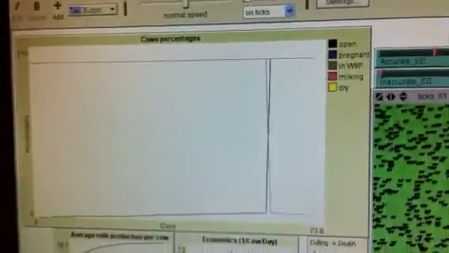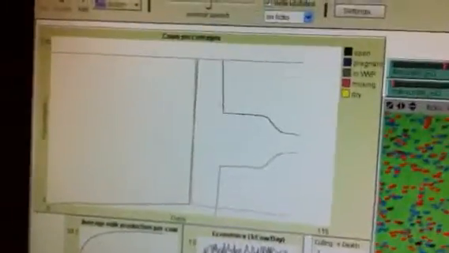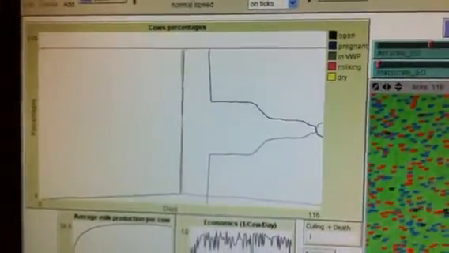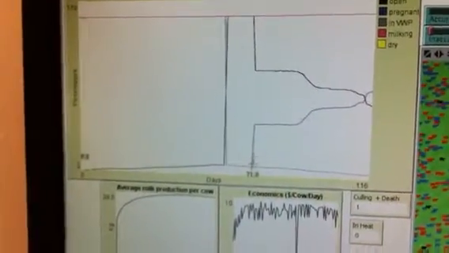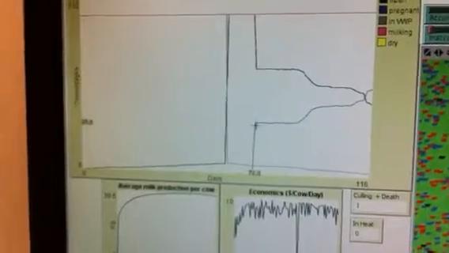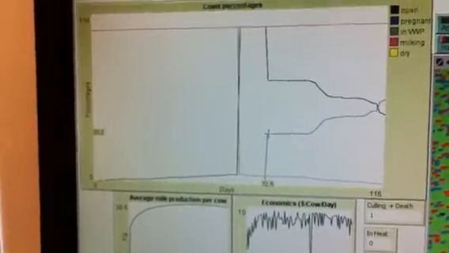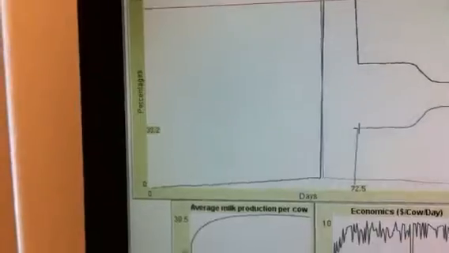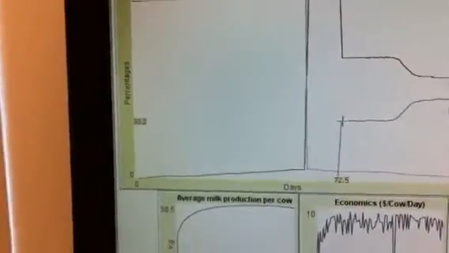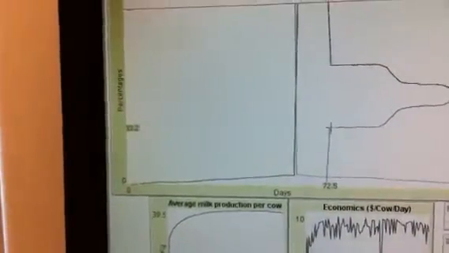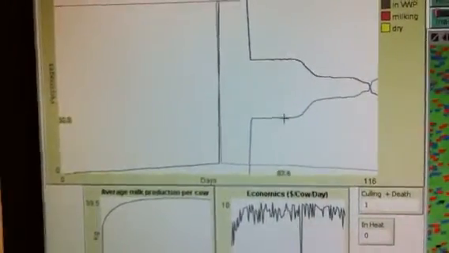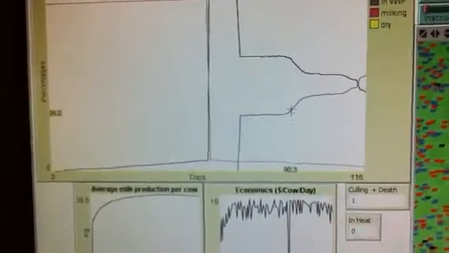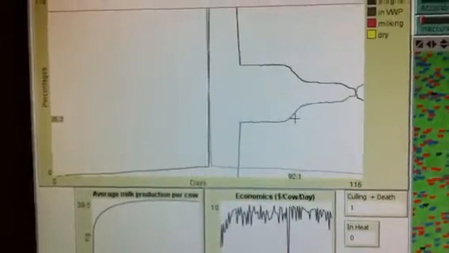There they are. I'm going to hit go again. I'm going to stop, just to show you. So they are bred first time at 72 days in milk, and I can see here that 33% got pregnant after the first breeding. So that's the timed AI. They're all timed AI for the first breeding. Then after that they start returning into estrus following a 21-day normal distribution.